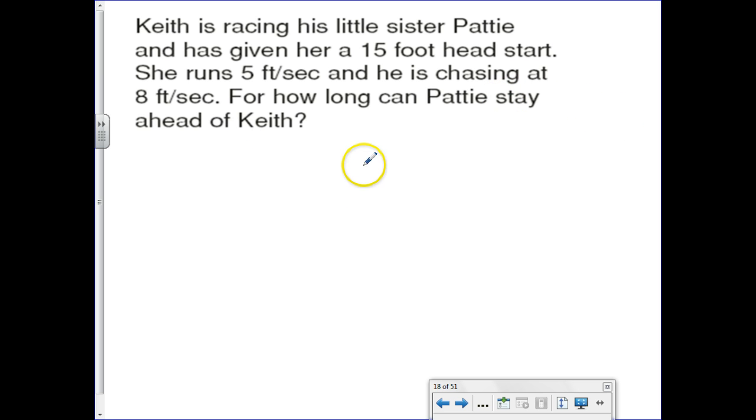So here's the thing. First of all, think of it this way. This last question is where your inequality comes from. I want to know for how many seconds. So I'm going to let S stand for seconds, because that's what I'm asking about. How long, how many seconds will Patty be greater than, or in other words, stay ahead of Keith? Now, these aren't variables. I should just probably write their names. How many seconds will Patty be ahead of Keith?